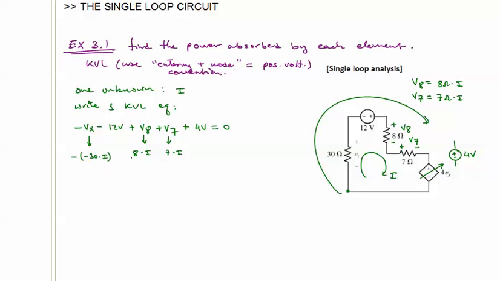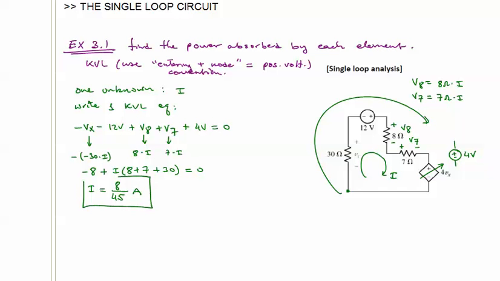So we can combine all these, and we'll have minus 12 plus 4 is minus 8. And then we will have I times 8 plus 7 plus 30 is equal to 0. And therefore I is equal to 8 divided by 45 amps.